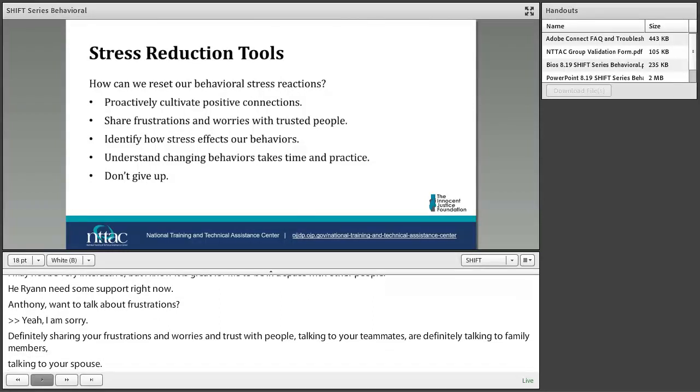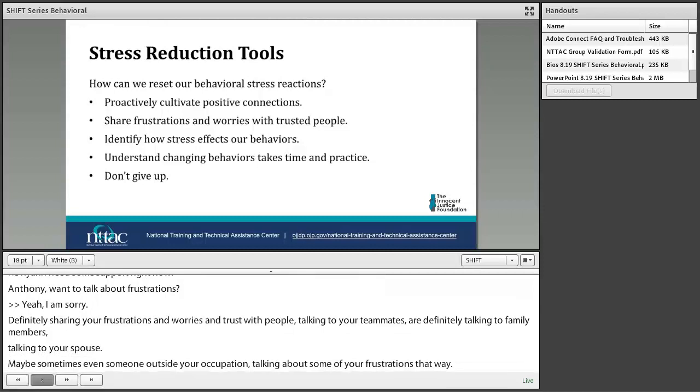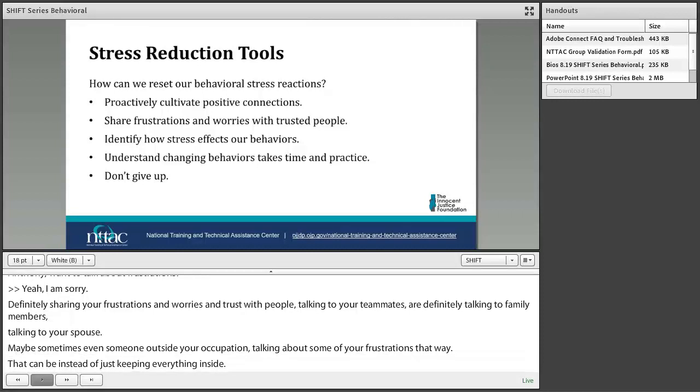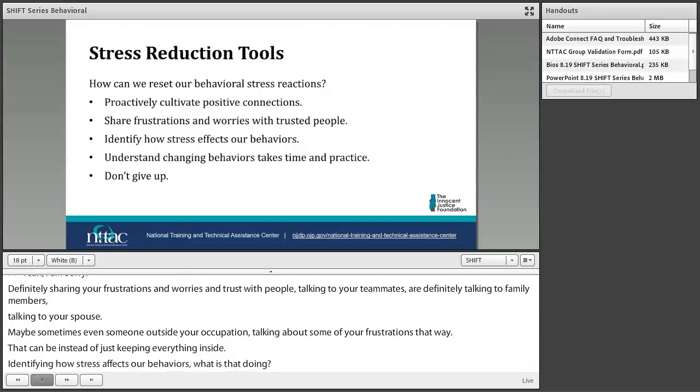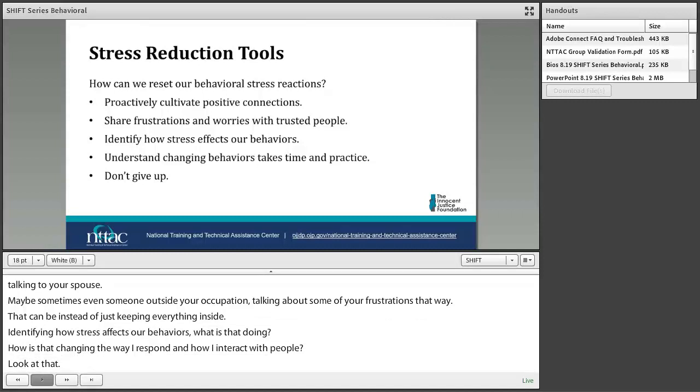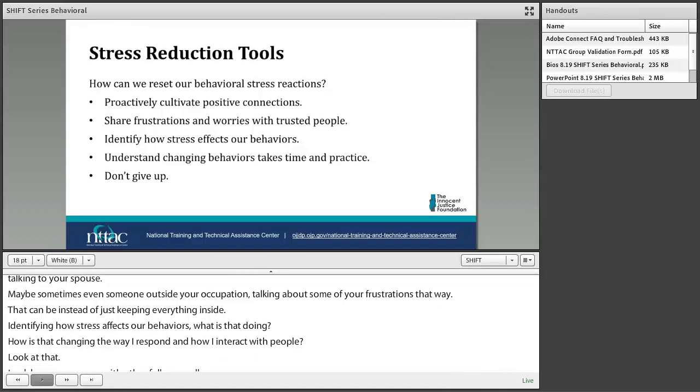And then identifying how stress affects our behaviors. I mean, what is that doing? How is it changing the way I respond and how I interact with people? So look at how you engage with other folks as well and how that's affecting you. We've talked a lot about the behavioral signs, but think about that. How is that affecting you, and how are you engaging with other folks? And I think the last two really are important to keep in mind.